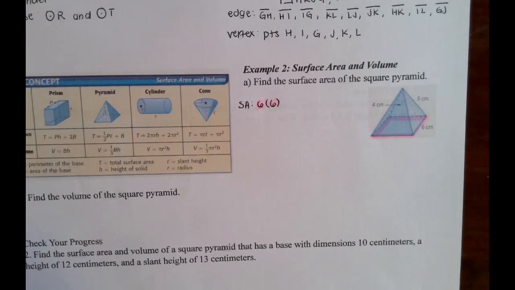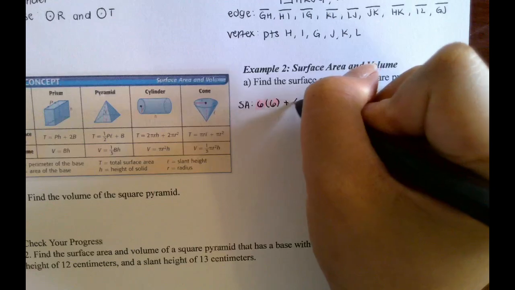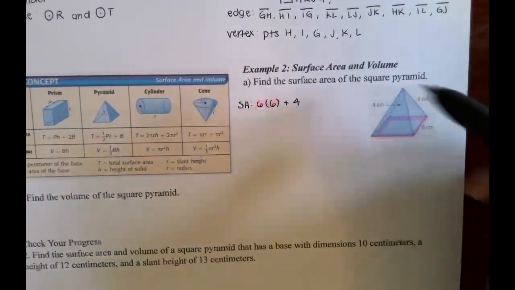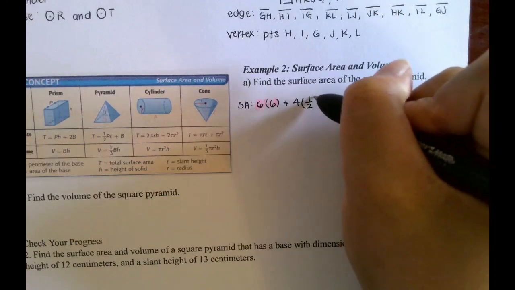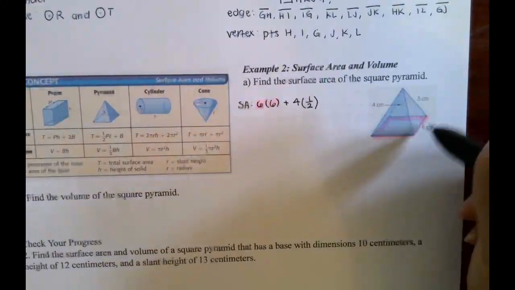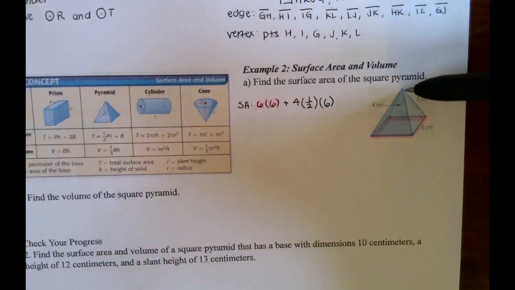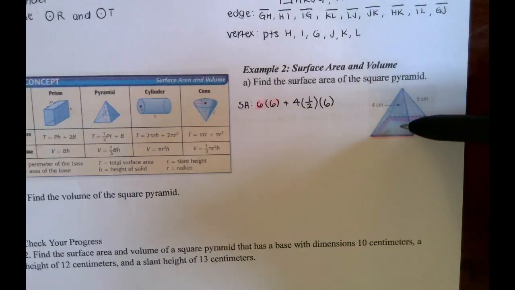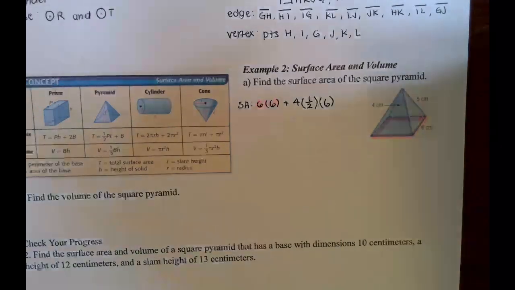Since the bottom is a square, each of these triangles is going to be congruent to each other. So I'm going to do 4 of them since there's 4 of them here. And then the area of a triangle is 1/2 base of the triangle, which in this case is 6. And then the height of the triangle. Note the height of this triangle is not the height of the pyramid. Instead, it's the slant height, which is 5 centimeters.